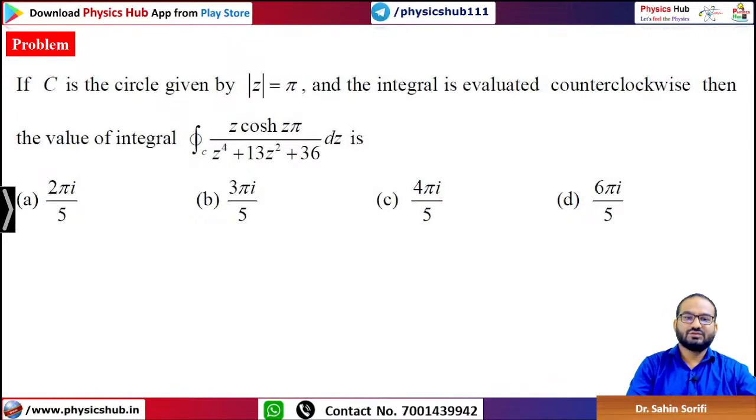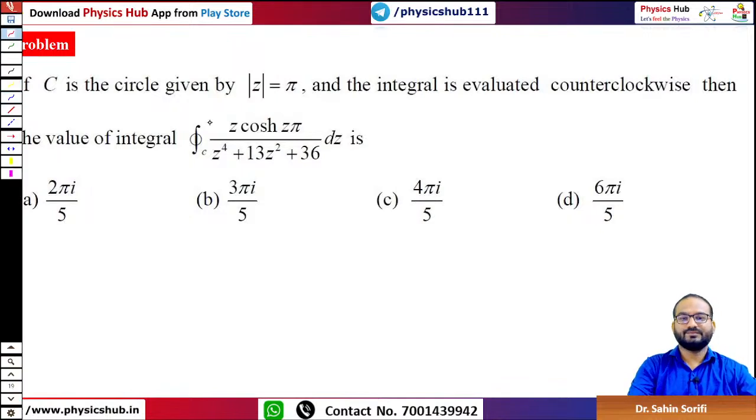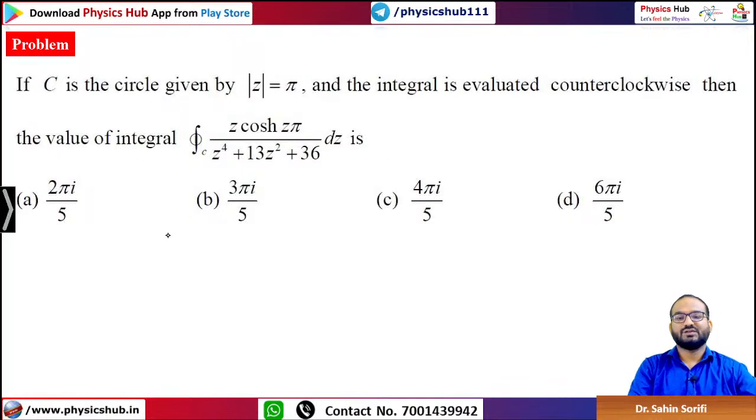Take this problem as homework. This will be a little bit lengthy problem. C is the circle given by mod z equals pi, the integral evaluated counterclockwise, then find the value of the integral. Here z to the power 4 plus 13 z square plus 36 will give you four roots of z, and I think all the roots will lie inside the contour.